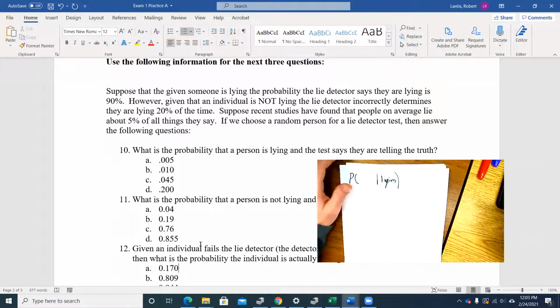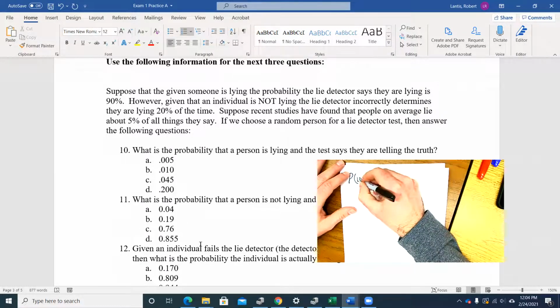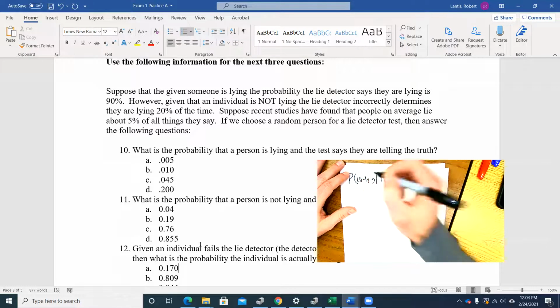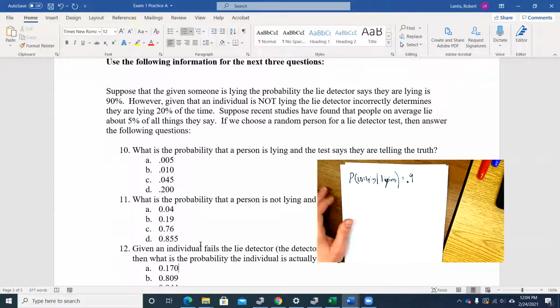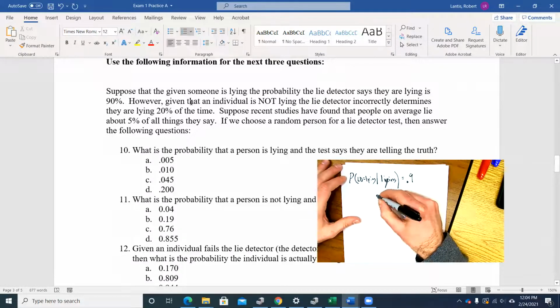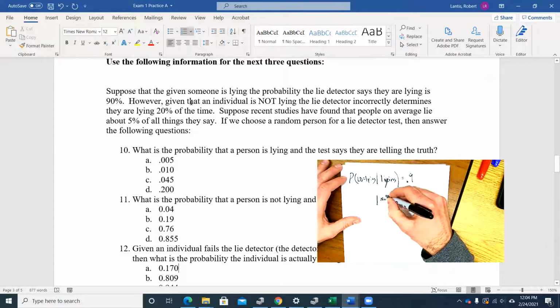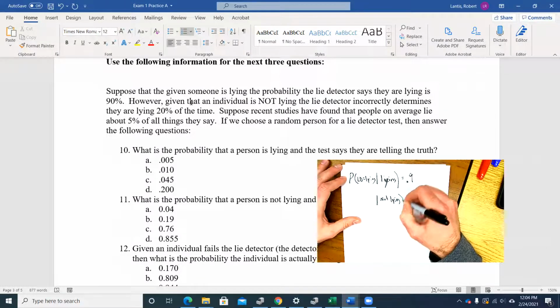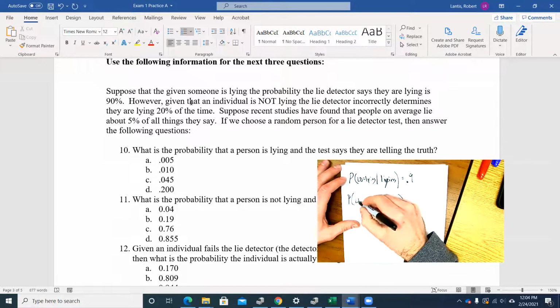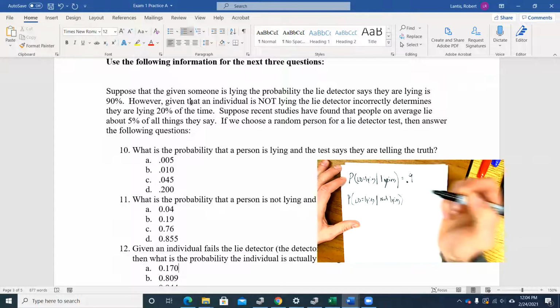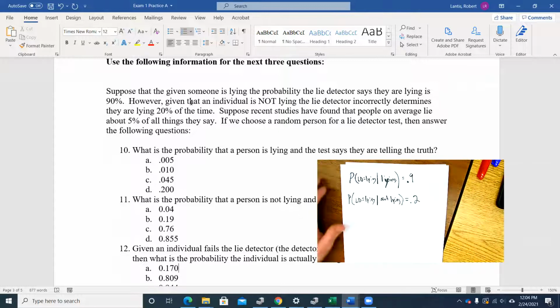So given that someone is lying, the probability the lie detector test says they're lying is 90%. So lie detector says that they're lying is 90%, or probability of 0.9. Okay? So it's the very first thing we were given. Then it says, however, given that an individual is not lying, the probability that the lie detector test determines they're lying is 20% of the time, or a probability of 0.2. Okay? So this is just directly what we were given.